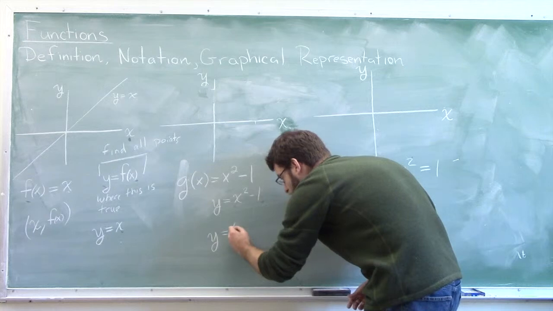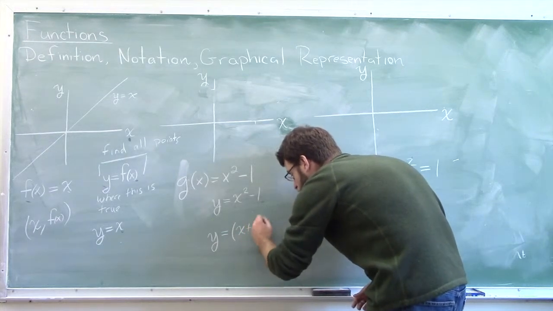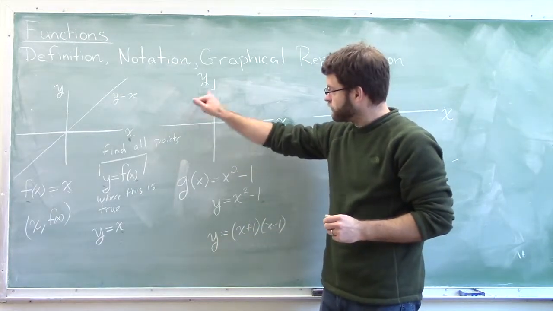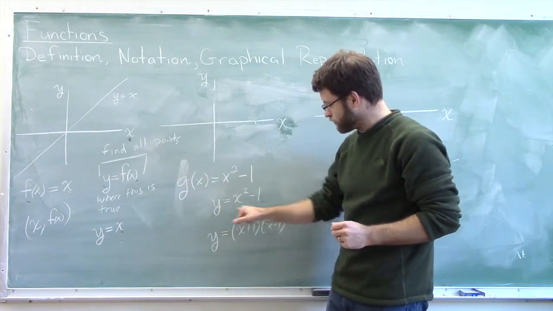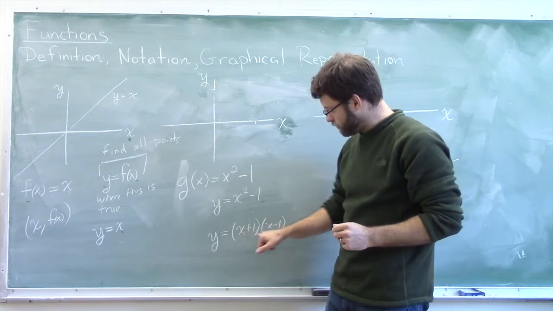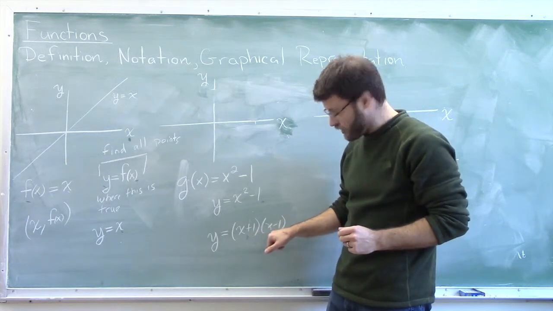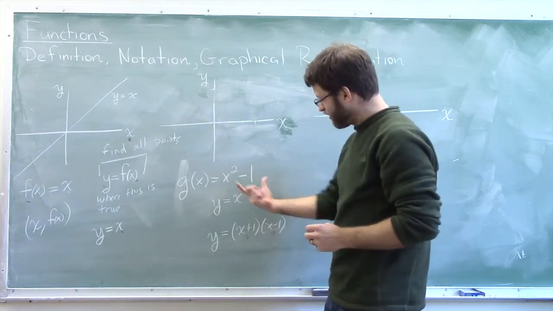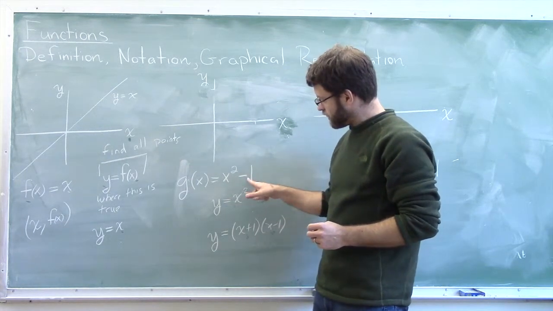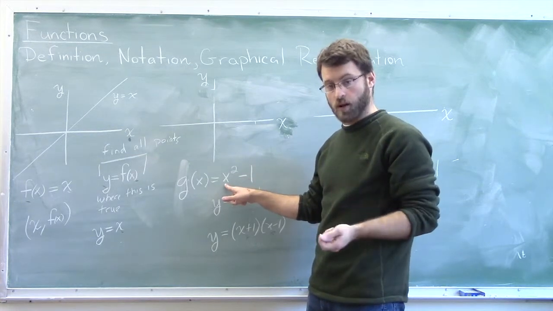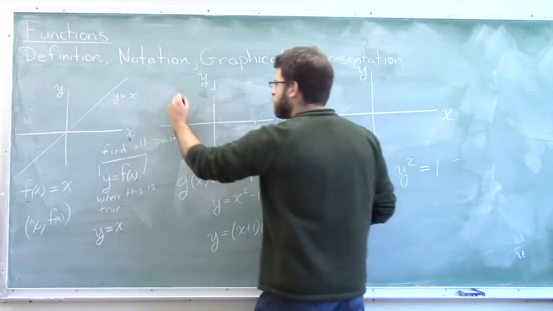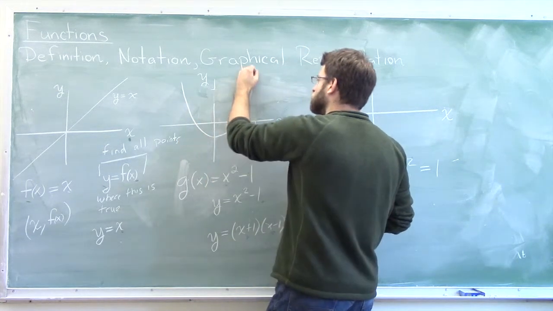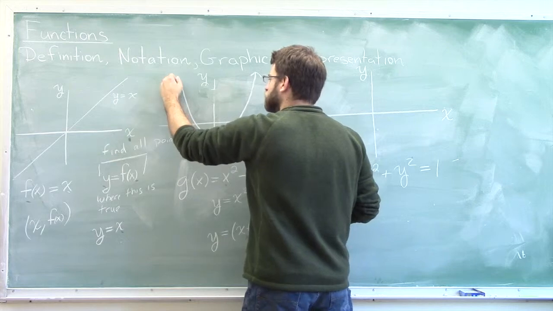So this guy factors into x plus 1, x minus 1. And if I want to find the places where this is true and y is equal to 0, the factored form tells me that x equals negative 1 and x equals positive 1 are roots of this polynomial. Okay? Another way to think of this is as a vertical shift of the regular parabola x squared. So a rough graph of this function might look like this. Okay?